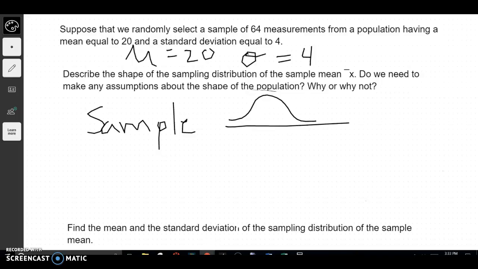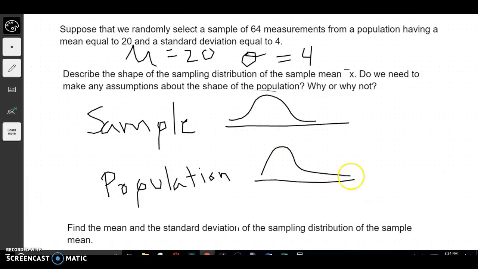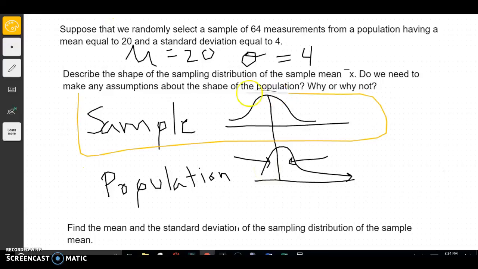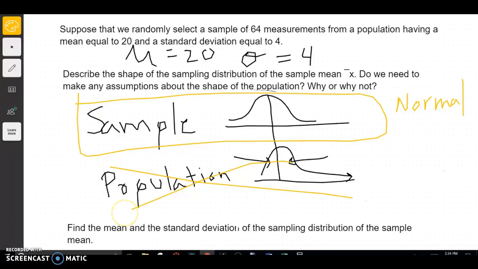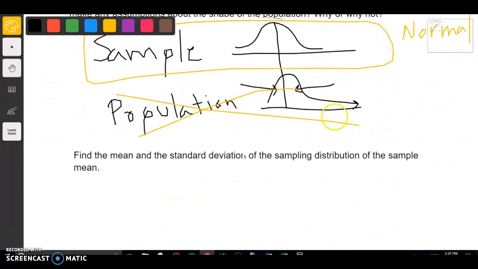Do we need to make any assumptions about the actual population? No. The population actually could look something like this, and be skewed, but eventually all the averages will line up and pool to where the main part of the data is. So the sampling distribution is always normal. The population does not have to be normal. It can be whatever kind of skew. We don't need to know anything about the shape to know that the sample means will be normal.